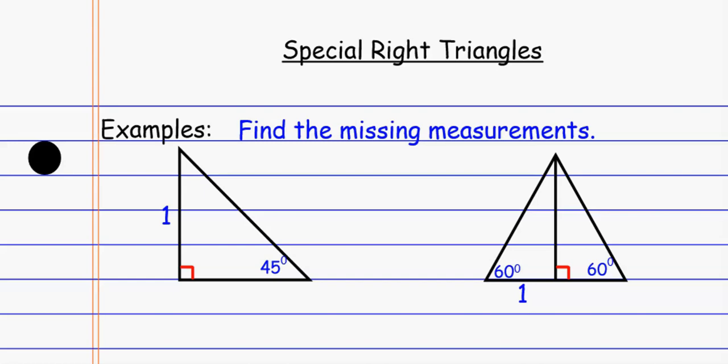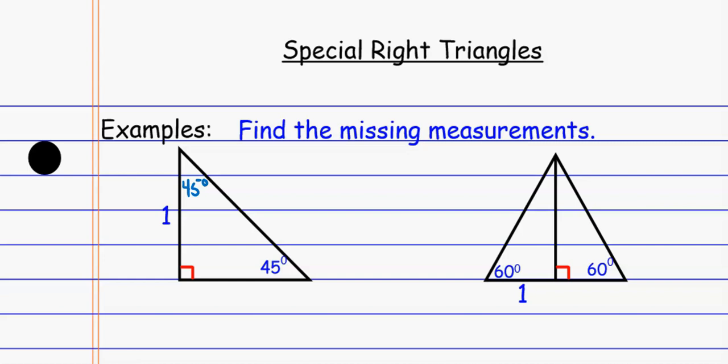So if I look at the first one, it just asks me to find the missing measurements. And here's the thing, we can find all the missing measurements of this thing without realizing this is a special right triangle. Right away I can find the missing angle because all the angles inside of a triangle have to add up to 180 degrees. As I look at this, there is a 90 degree and a 45 degree angle. This one has to be a 45 degree angle as well. That's what I need in order for these to add up to 180 degrees, all right?